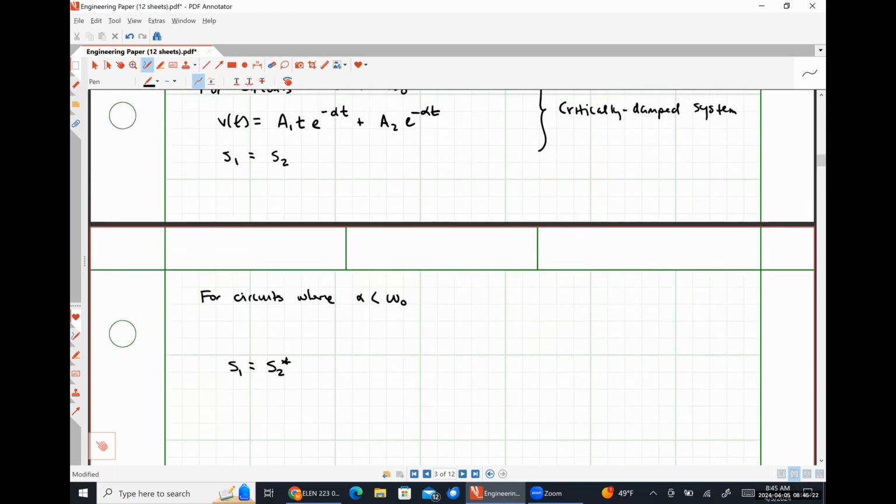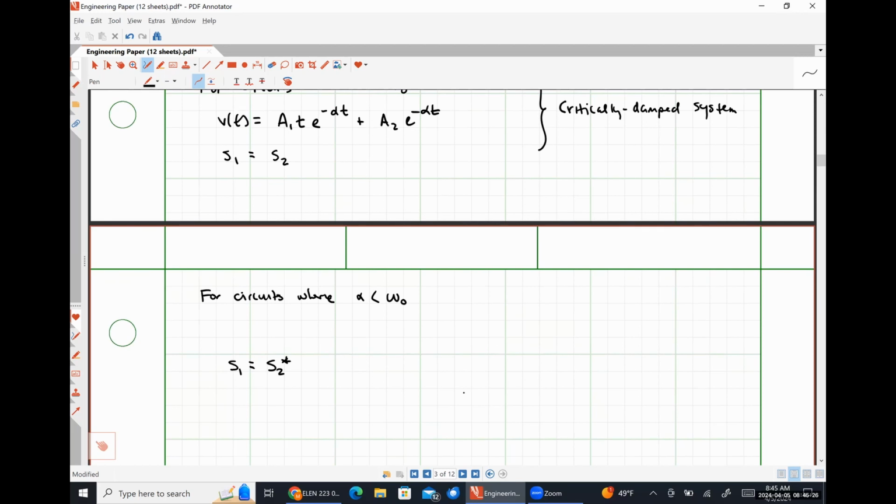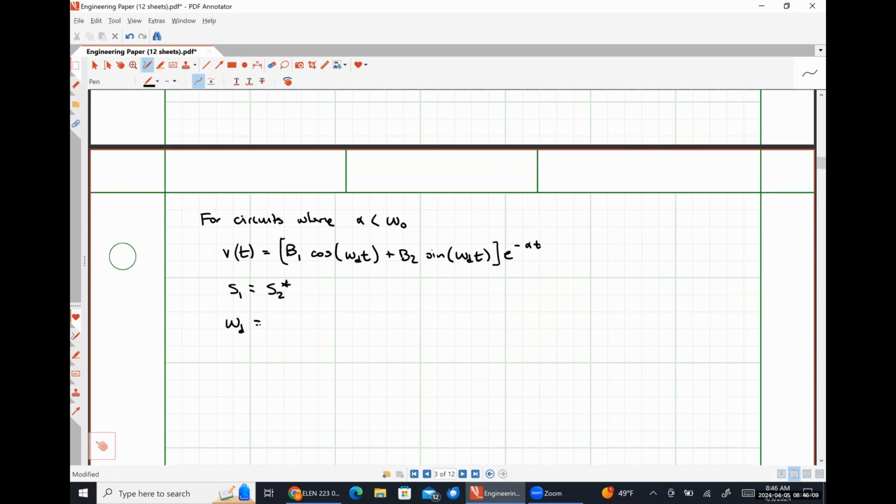Now, our original expression using Euler's identity could actually be rewritten as V of t is equal to B1 cosine omega d t plus B2 sine omega d t, times e to the negative alpha t, where omega d is defined to be the square root of omega naught squared minus alpha squared. Okay, that's literally nothing more than our original equation.